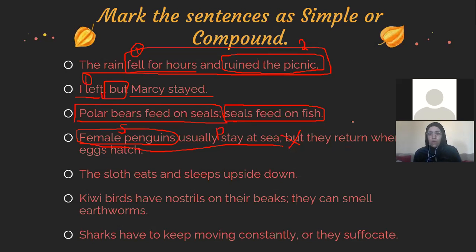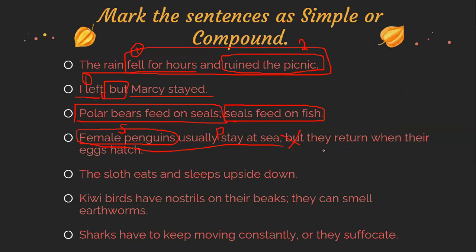They return when their eggs hatch. Let's take the second part. What am I talking about? They. So they is the subject. So till now I have two subjects. What is the sentence telling me about they? Return when their eggs hatch. So I have a second predicate and a second idea. So till now I have two subjects, two predicates, and two ideas. And between them I have a conjunction with a comma. Then it's not a simple sentence. I have here two independent clauses joined together. So what does it make? It makes a compound sentence.